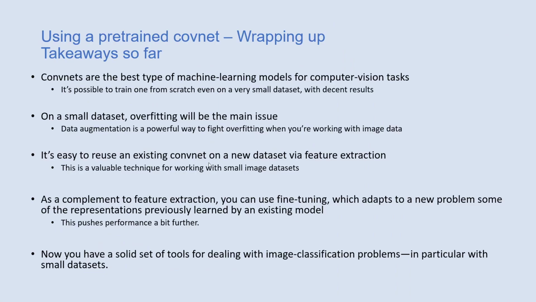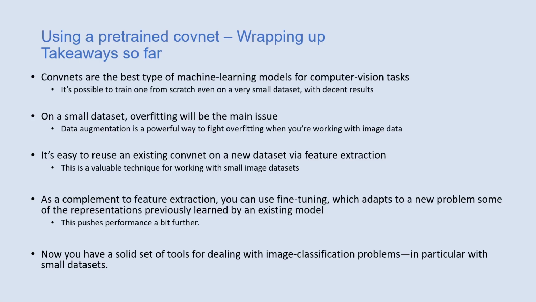Okay, so here are some of the takeaways of this presentation. Convnets are the best type of machine learning model for computer vision tasks and image processing as well. It is possible to train one from scratch on a very small data set. Also, it is possible to use a pre-trained network. On a small data set, overfitting would be the main issue. Data augmentation, which is basically applying things like noise, affine transformations, rotation, translation, shearing, zooming, is a powerful way of fighting overfitting because it creates a bunch of images and also makes the neural network more robust in things that are important for computer vision.